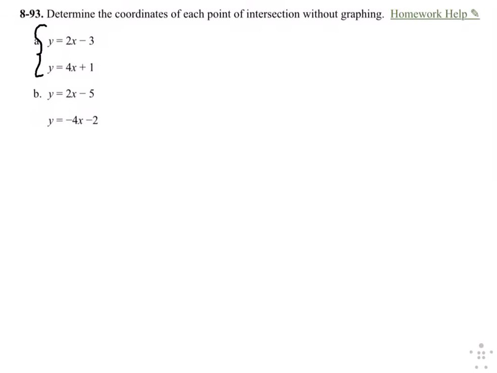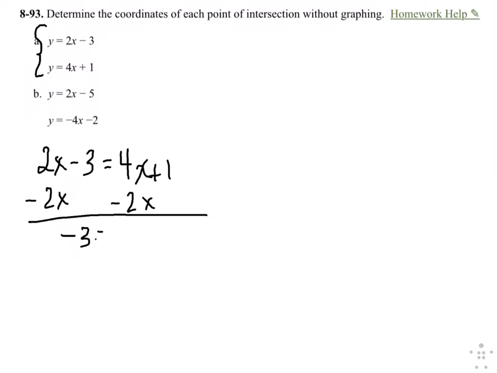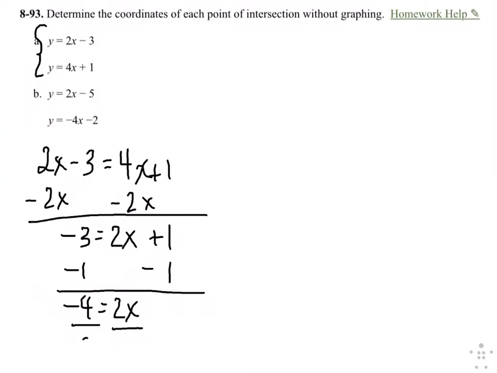So since they both equal y, then we know that 2x minus 3 has to equal 4x plus 1 because they're both equal to y. So now we could subtract 2x from both sides. We get negative 3 equals 2x plus 1. We could subtract 1 from both sides. Negative 4 equals 2x. Divide both sides by 2.